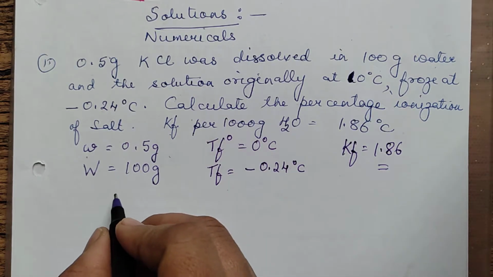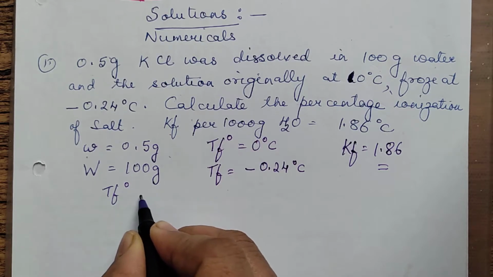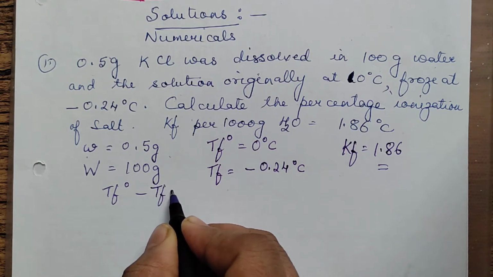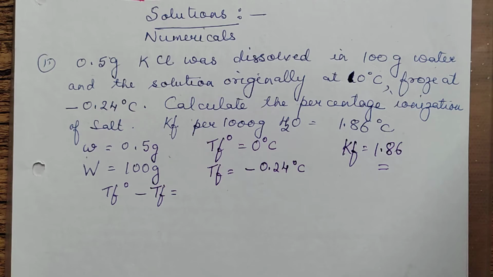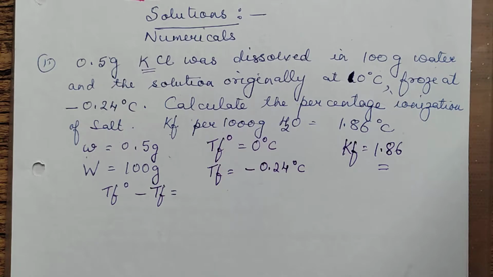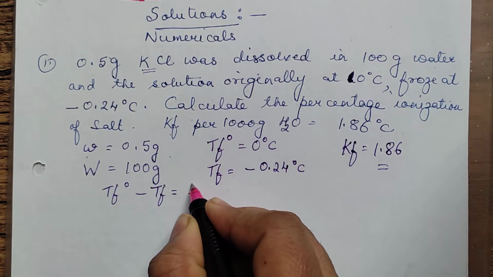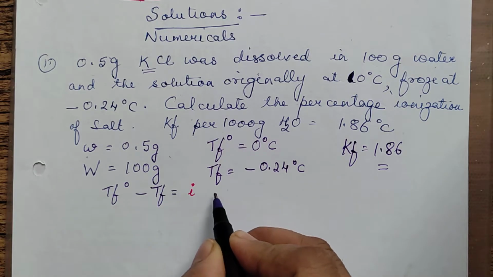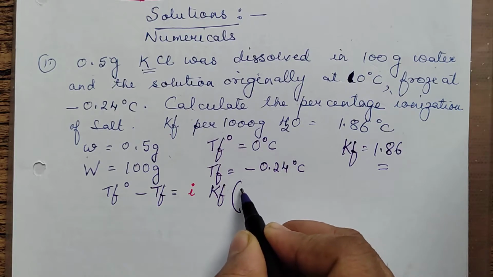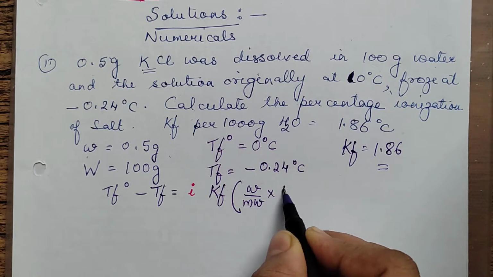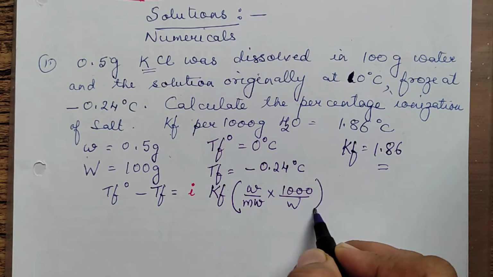Clear? So now what formula we have for the depression? We know that delta Tf, means Tf naught minus Tf, is equal to, now first thing let us see, it is an ionic salt. When it is an ionic salt, you need to also include Van 't Hoff factor, that is i. In case it is a covalent compound, then i we take it as 1. But here we will have to use the i value. i, Kf, and molality, which we write as given weight by molecular weight into 1000 divided by the weight of the solvent in grams.